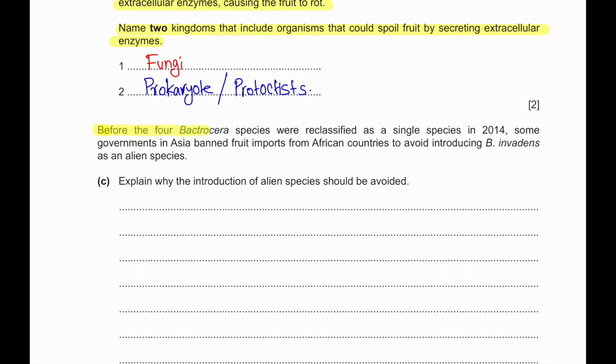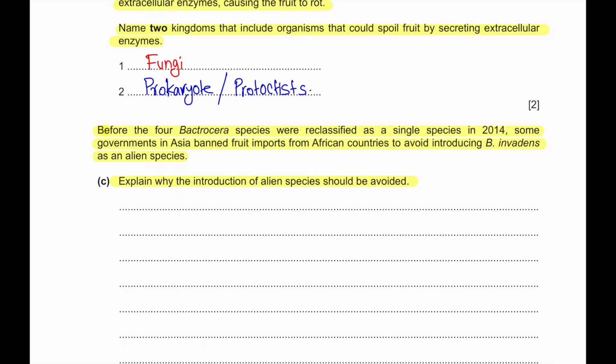Before the four Bactrocera species were reclassified as a single species in 2014, some governments in Asia banned fruit imports from African countries to avoid introducing B. invadens as an alien species. Explain why the introduction of alien species should be avoided.